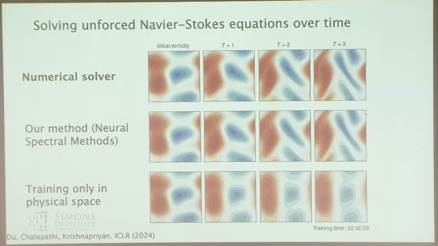We also tried this for harder problems. On the top is a numerical solver for Navier-Stokes equations. On the bottom is if you train only in physical space. You can see that it's not reproducing a lot of the sharp features that we would see in the numerical solution. And in the middle is when you do this training fully in spectral space.